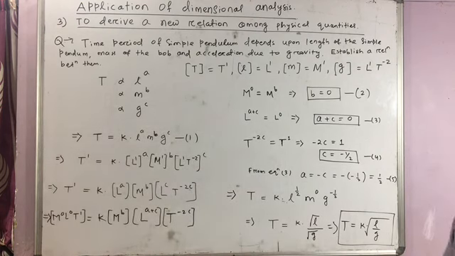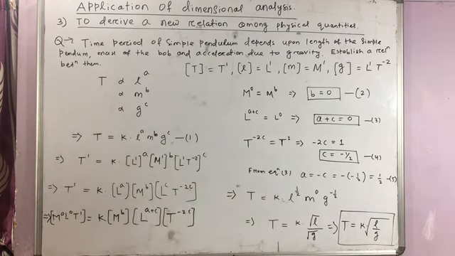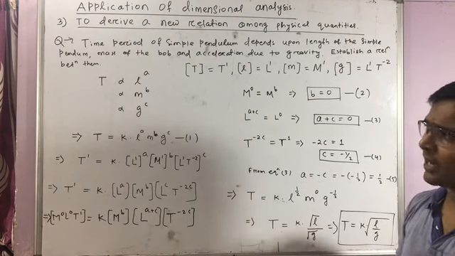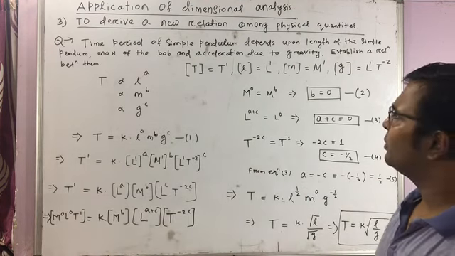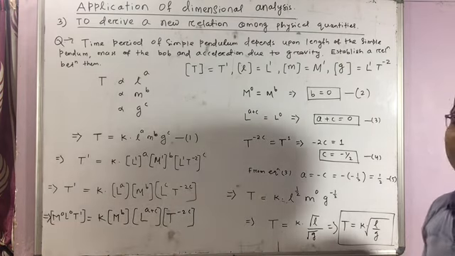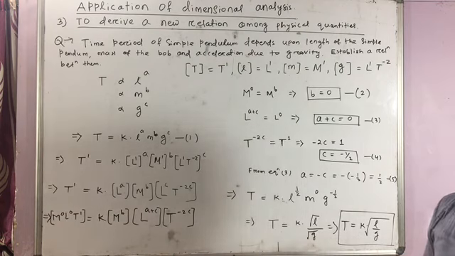Let us consider a question. We know the derivation, the time period of a simple pendulum. The question is related to that. The time period of a simple pendulum, let us say, depends upon the length of the simple pendulum and the mass of the bob there and the acceleration due to gravity. Establish a relation between them.